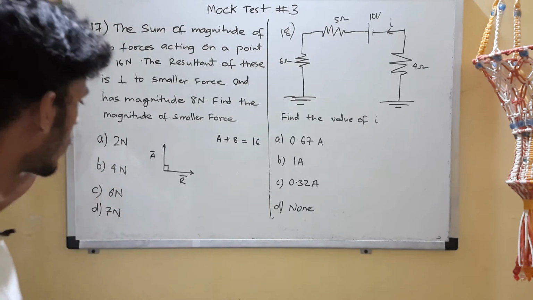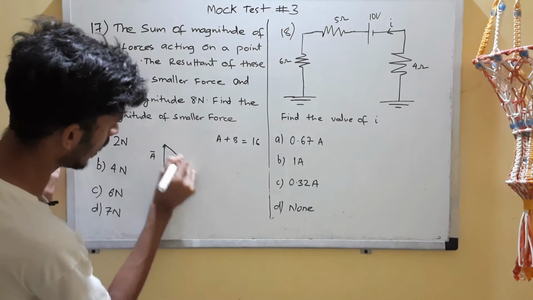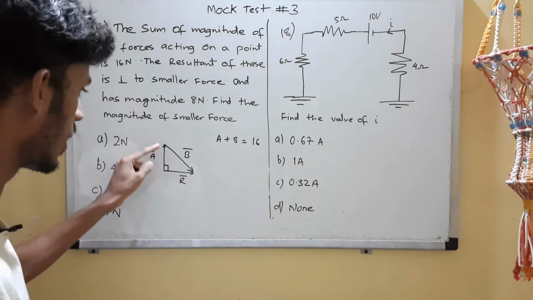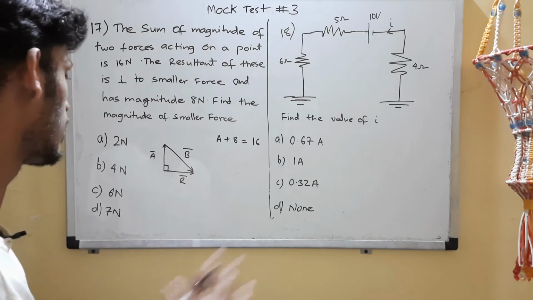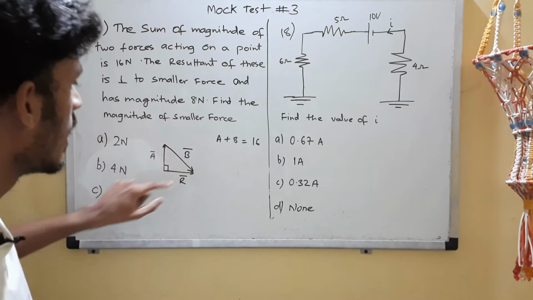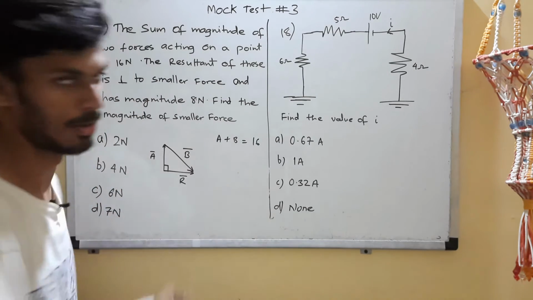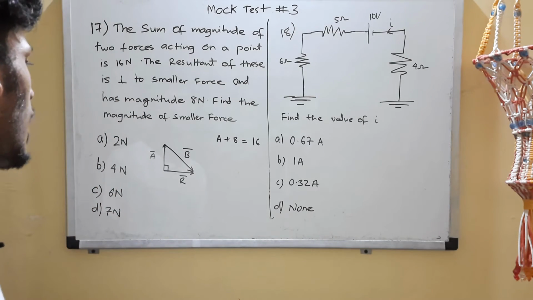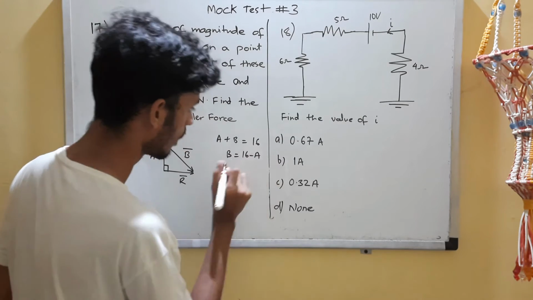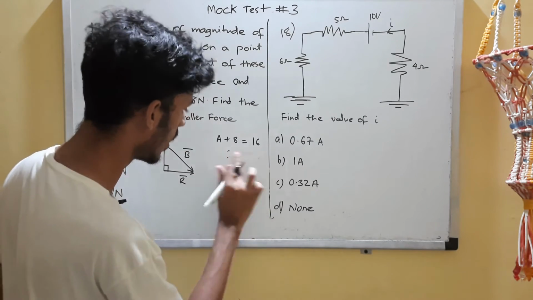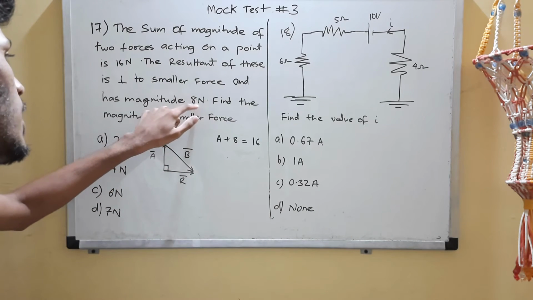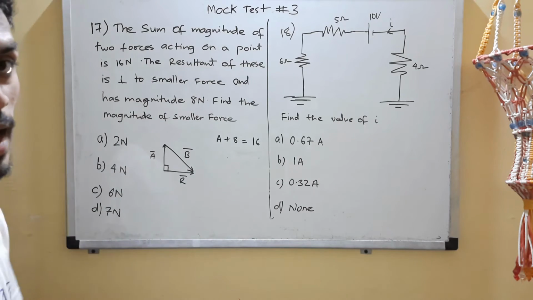Now you can easily draw B using your triangle law. So B will be along this direction, right? So A plus B is equal to C. Just use your triangle law over here. So going from here to here and then here to here is the same as going from here to here. Basic application of triangle law. So B here you can also write as 16 minus A. First of all, let me tell you why we are doing this. We are supposed to find the magnitude of the smaller force. It is given that the magnitude of the resultant is 8 newtons.